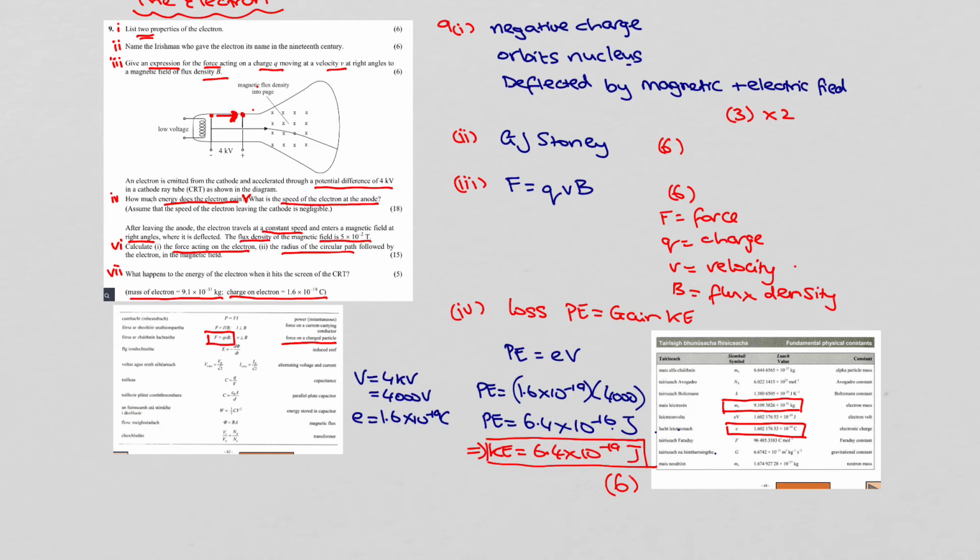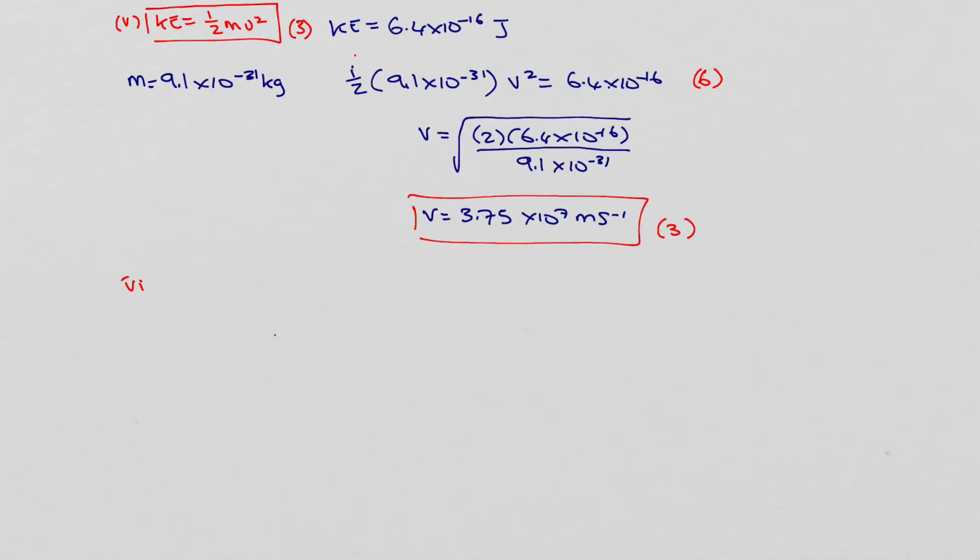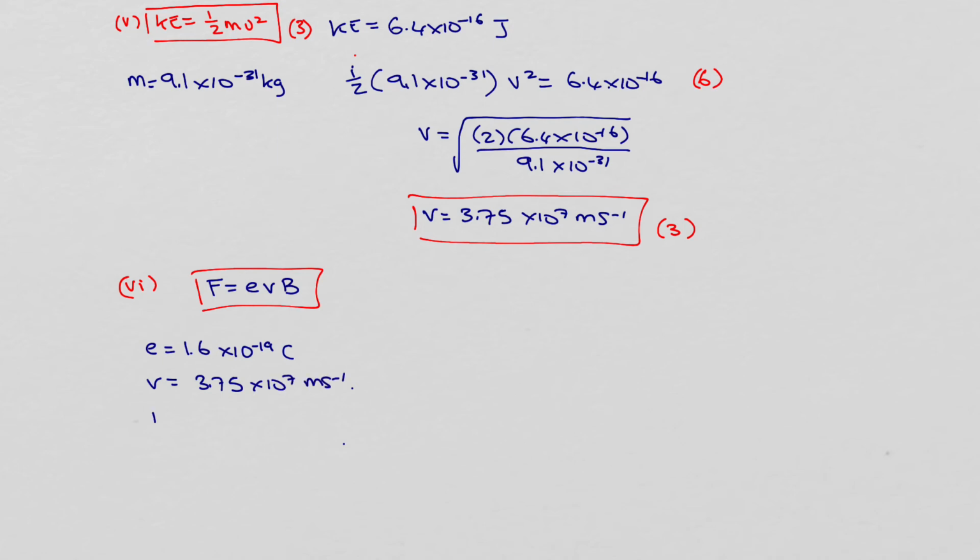So to find the force acting on the electron, well, in part 3 there we had already written down that F was equal to QVB. So that means our charge is referring to the electron, the velocity we have just found, and the magnetic flux density we have just been given. So in other words, the charge on the electron is 1.6 by 10 to the minus 19 coulombs. Our velocity we've just found to be 3.75 by 10 to the power of 7. And our flux density, we're told, was 5 by 10 to the power of minus 2 Tesla.